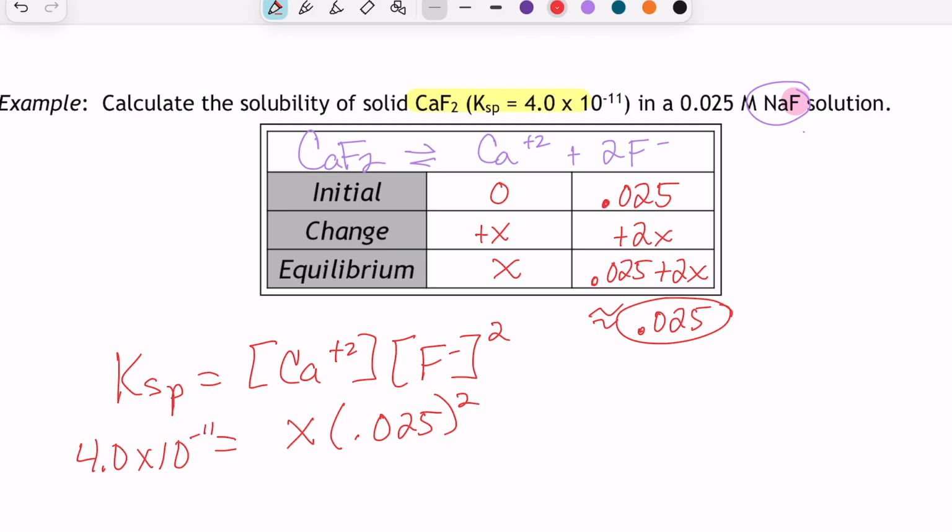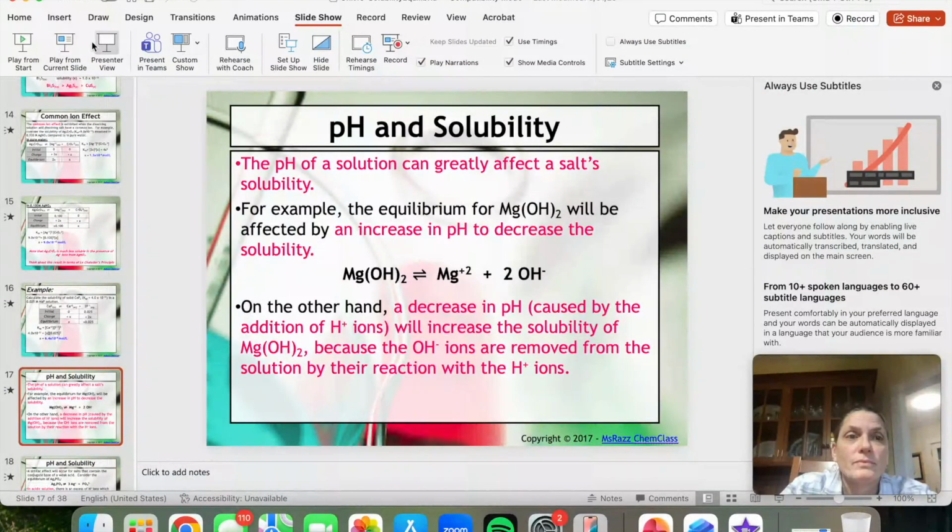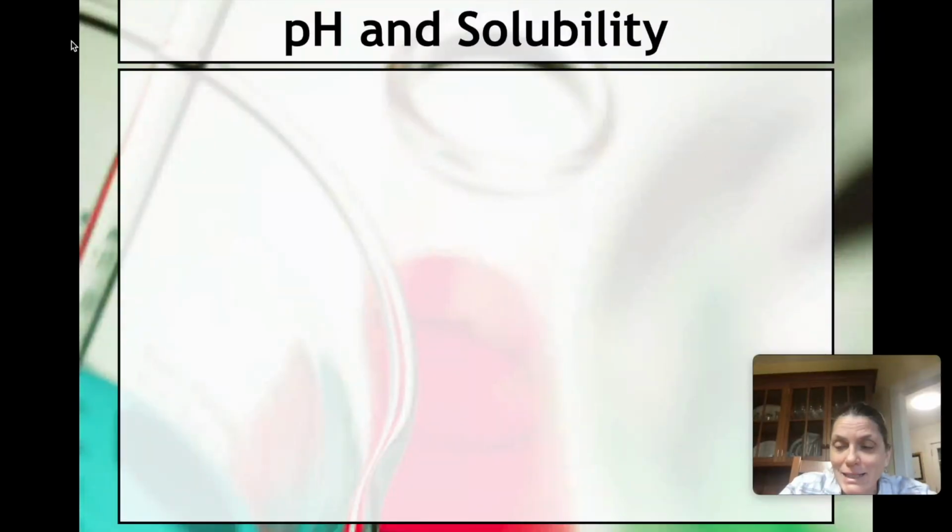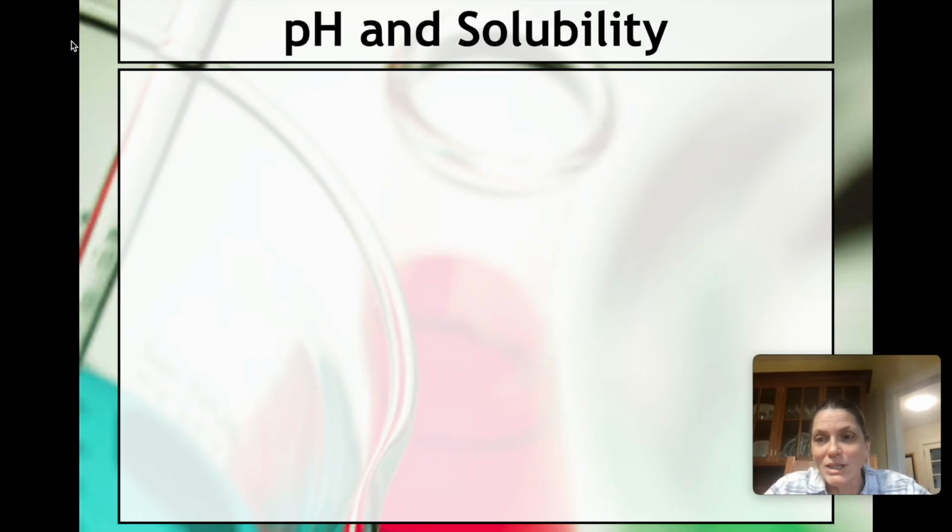All right, so we do the math. We solve for x. x is our solubility, 6.4 times 10 to the negative 8 moles per liter. Okay. There we go. That's it. All right, one last bit. This is a really long section.